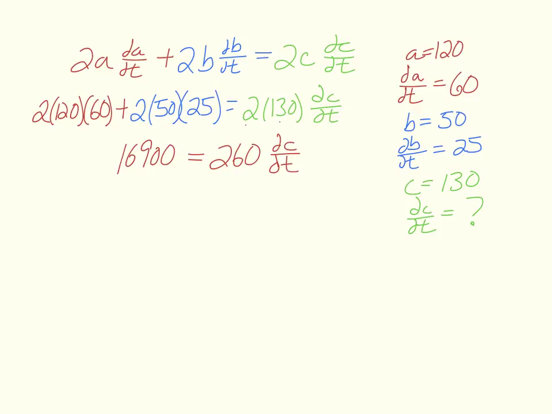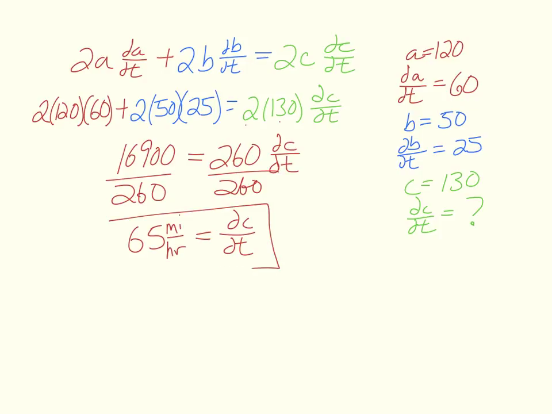And when you solve for dC/dt by dividing by 260, you get dC/dt is 65 miles per hour. That is the rate at which the distance between the cars is increasing.